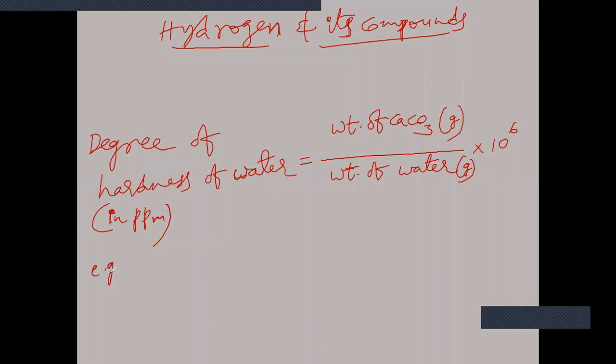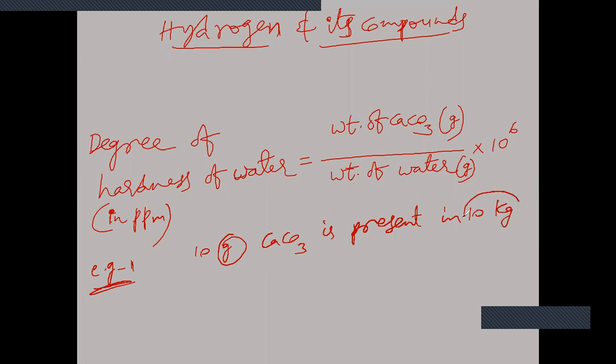Suppose, example 1. Suppose we have 10 grams of CaCO3 present in 10 kilograms of hard water. In 10 kilograms of hard water, how many grams of calcium carbonate is there? 10 grams. Then they are asking to calculate the hardness of water.